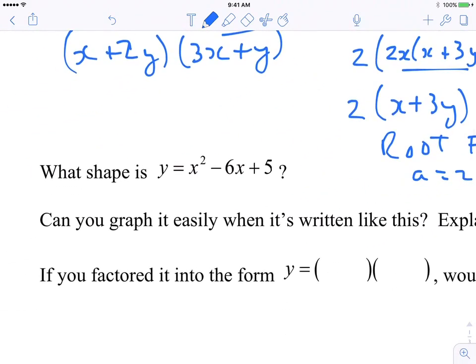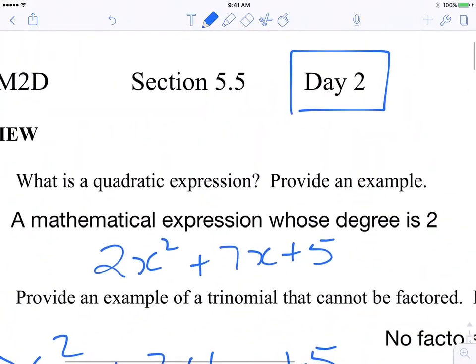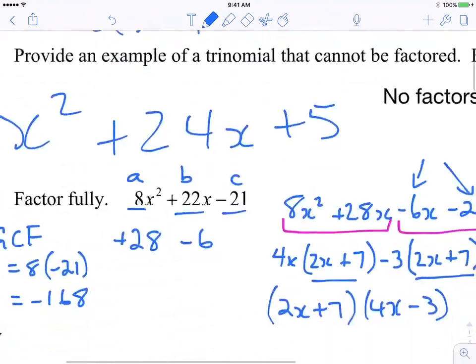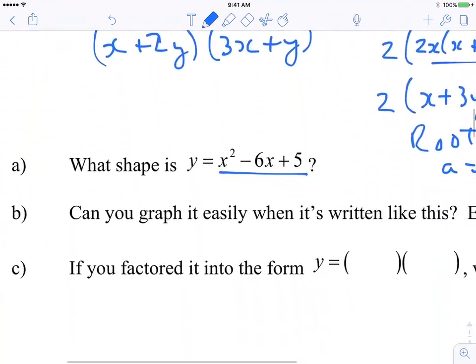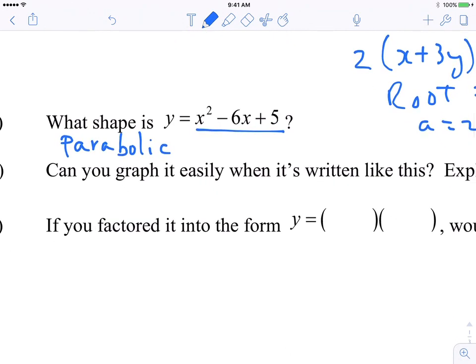What shape is y equals x squared minus 6x plus 5? So here's a mathematical expression, and the degree is 2 because we have an exponent 2 here. There's an exponent 1 there. And as we learned above, a quadratic expression is a mathematical expression whose degree is 2. And so that's a quadratic expression, and the shape of that graph would be parabolic. It's a parabola.